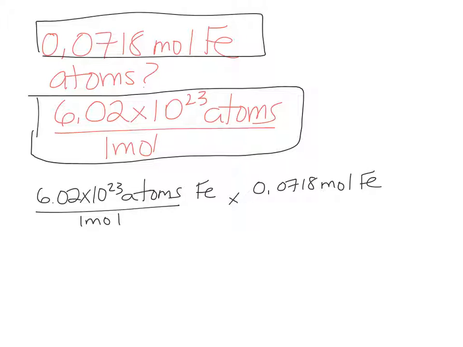So, in my calculator, my moles are going to cancel. I'm left with atoms. All I'm going to have to type in is 6.02 times 10 to the 23rd times 0.0718. Divide by 1. Any number on the bottom, you divide by that number. Sometimes we're going to have different numbers other than 1 on the bottom. What do you got? I got 1.07156 to the exponent of 22.